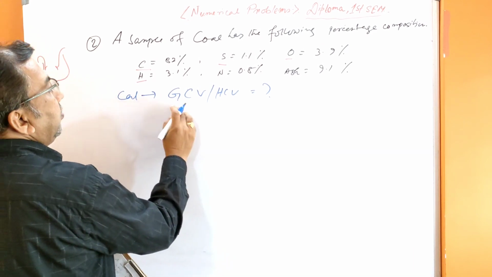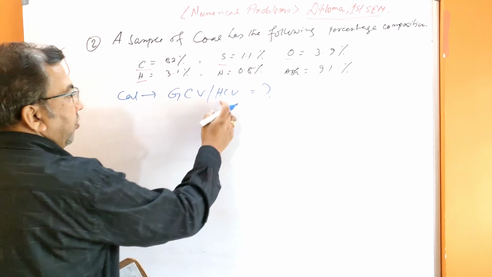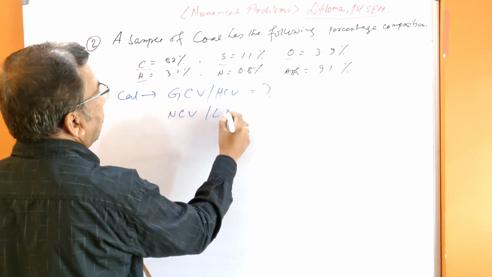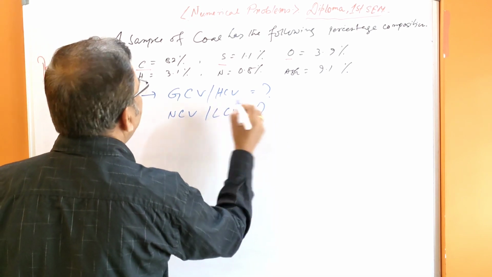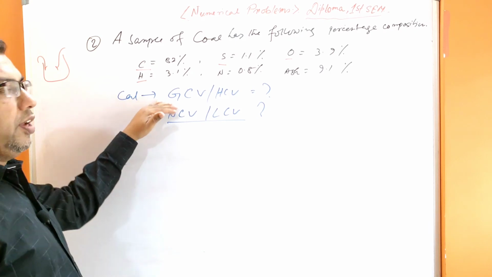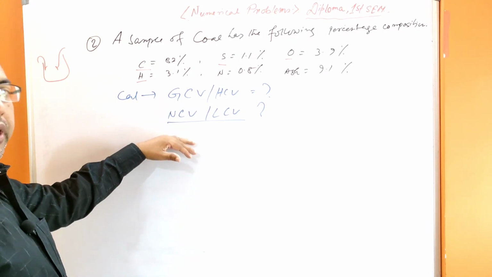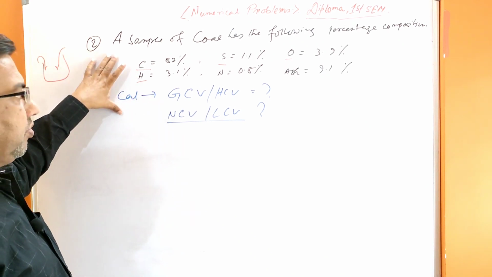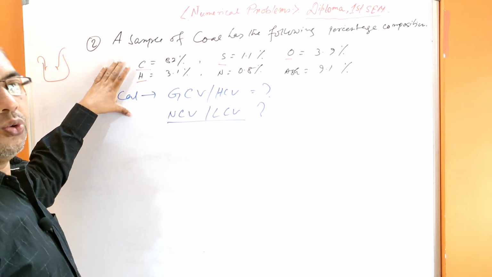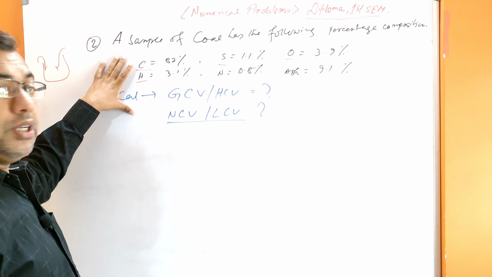Calculate this one, GCV or ACV, gross calorific value, high calorific value, or net calorific value, or low calorific value. You have to find out the amount of heat produced, gross calorific value, net calorific value. In this type of sums, it's very easy. We just have to apply the Dulong's formula for calculating the amount of heat produced after complete combustion.